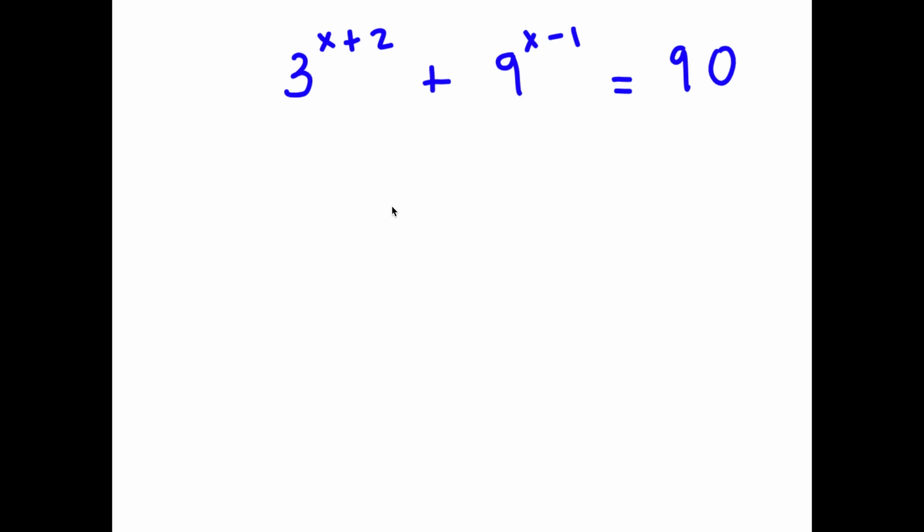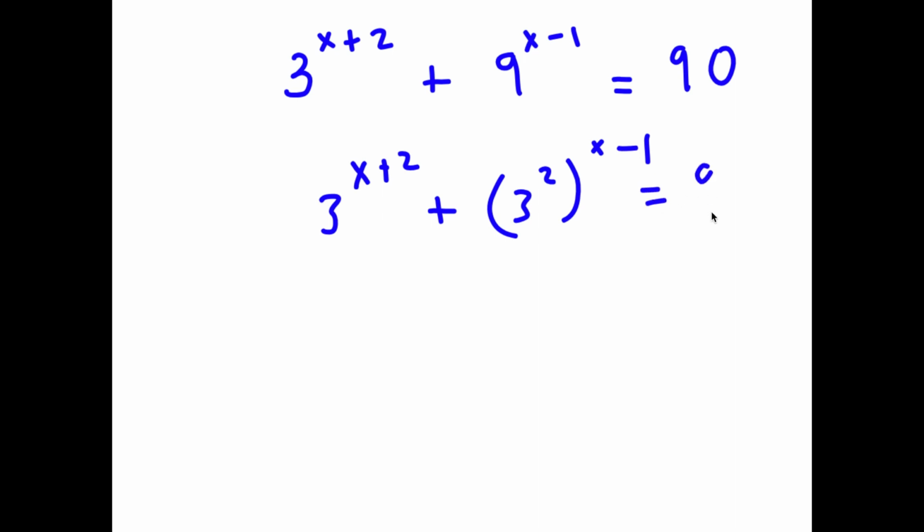Alright, so in this problem, I have 3 to the power of x plus 2, plus 9 to the power of x minus 1, is equal to 90. So to solve this, I'm going to first start by rewriting 9 as 3 to the power of 2. So now I have this plus 3 to the power of 2 to the power of x minus 1 is equal to 90.